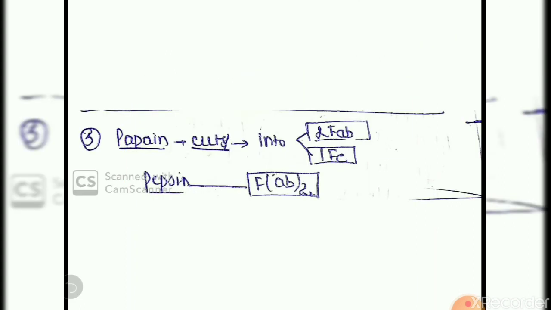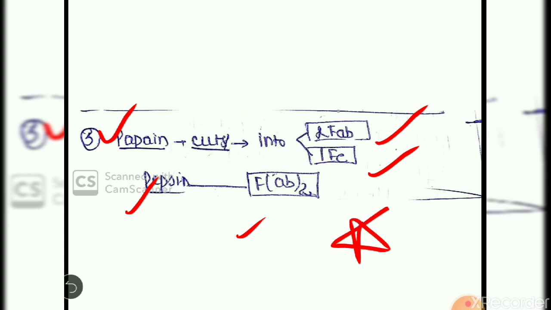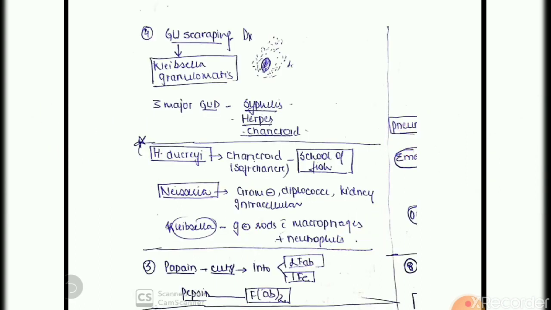Next question, we will talk about the cuttings which is done by papain and which is done by pepsin. So papain cuts in 3 regions, 2 FAB segments and 1 FC segment, but pepsin cuts 1 segment, that is FAB2. Very important, again learn by heart. The next question is on the genital ulcers. Again a repeat question every time.